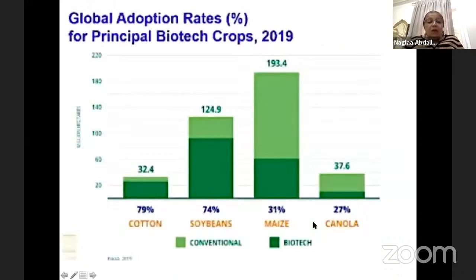So if we look at the amount of transgenic plants cultivated for each crop, we can say that for cotton, 79% of cultivated cotton worldwide is transgenic, and only 21% is non-transgenic. Soybean is next, with 74% transgenic, followed by maize, which has 31%. Canola is 27% of the worldwide cultivation with genetic modification.